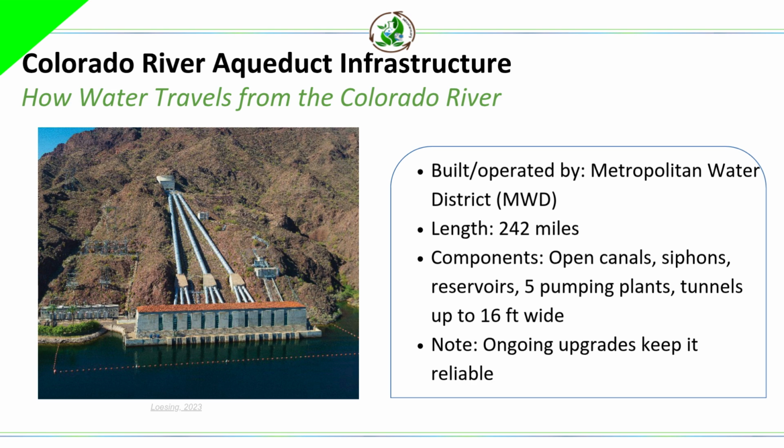Now let's look at how water moves from the Colorado River to Southern California. The Colorado River Aqueduct is built and operated by the Metropolitan Water District, or MWD. It stretches 242 miles and includes open canals, siphons, reservoirs, tunnels up to 16 feet wide, and 5 pumping plants. Even though it was built a long time ago, ongoing upgrades keep the system reliable so it can continue supplying water to millions of people and farms. Think of this aqueduct as another giant water highway, moving water across deserts and mountains to meet the region's needs.